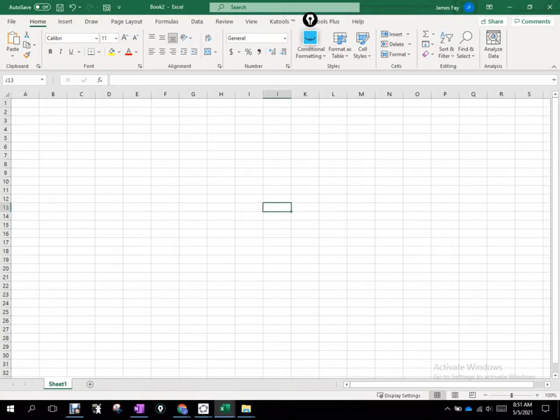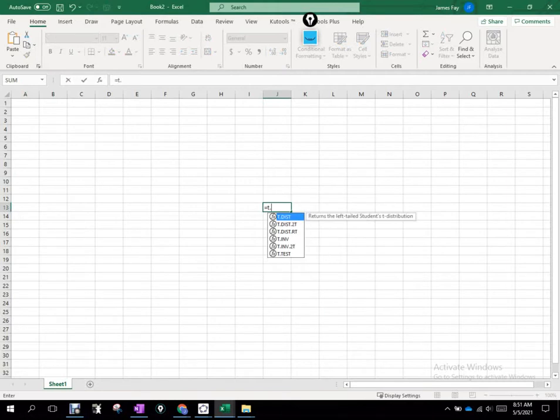All right, so if I hit equals T.INV, open parentheses, see how it says probability, comma, degrees of freedom? So that's what I'm going to use to type in. When it says probability, degrees of freedom, that means it's going to give back an X, because that's what's missing, right? If I type in T.DIST, you see how it says X first right there?